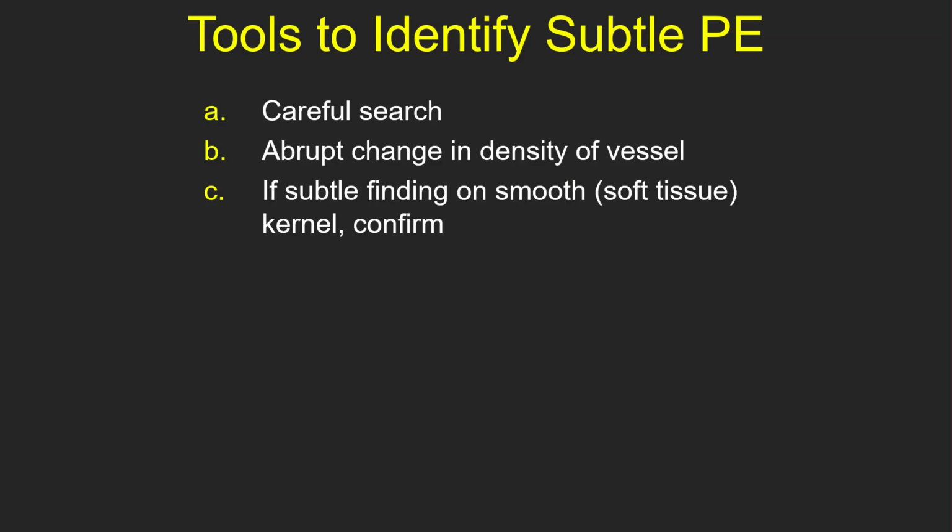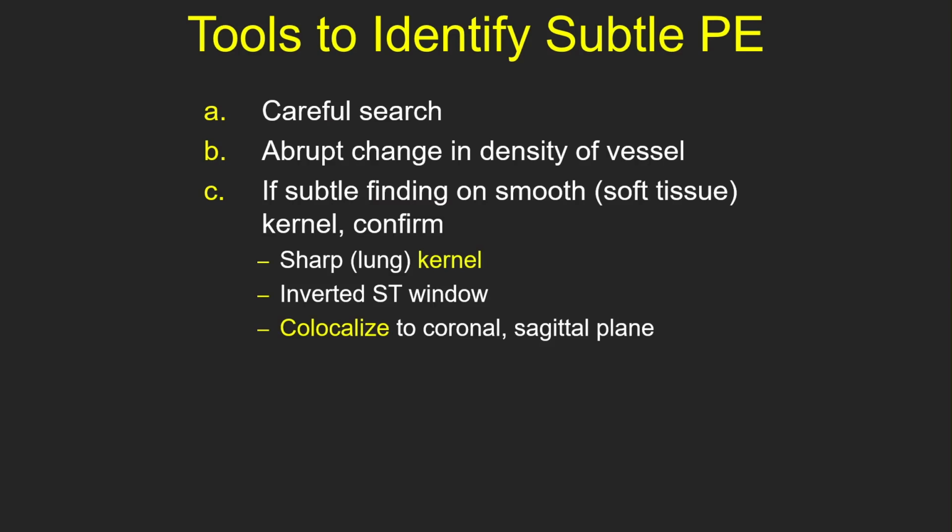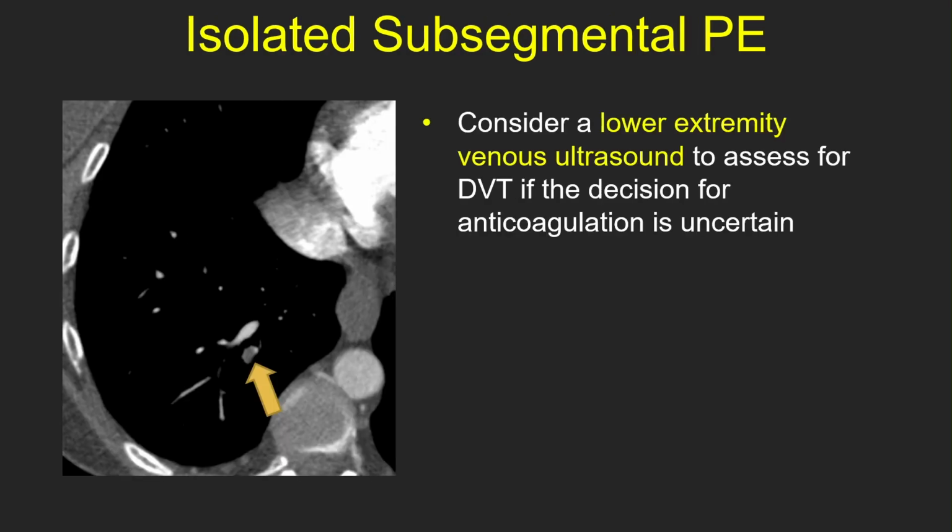We can use the following tools to identify subtle PE and thereby avoid false negatives. Use a careful search, look for an abrupt change in density of the vessel. If there's a subtle finding on axial soft tissue kernel, it can be confirmed on lung kernel, inverted soft tissue window, and by co-localizing to coronal or sagittal plane.